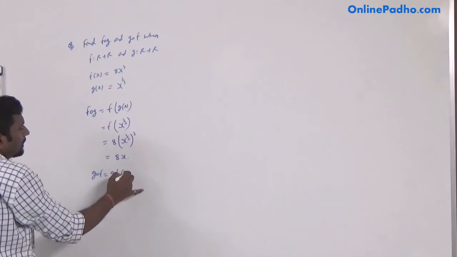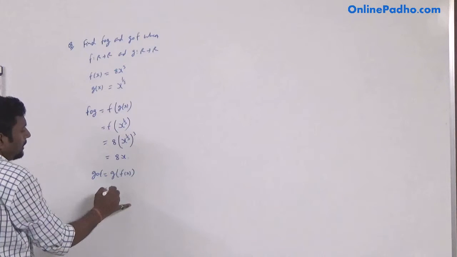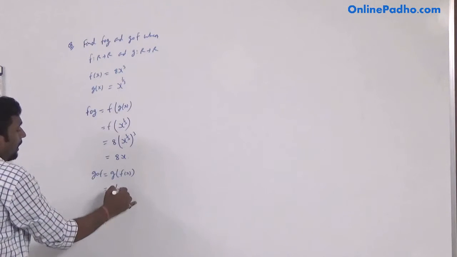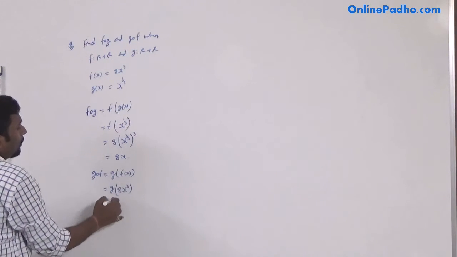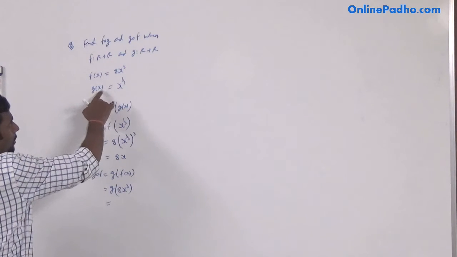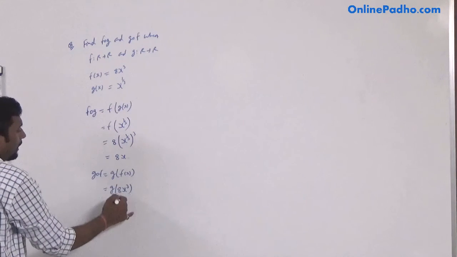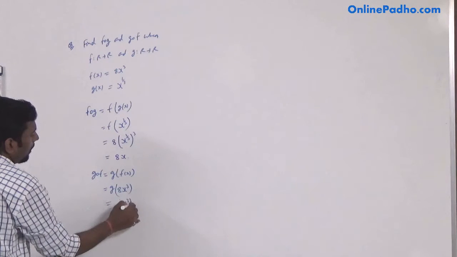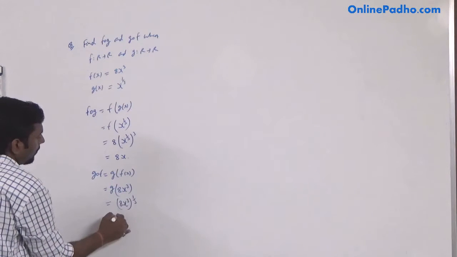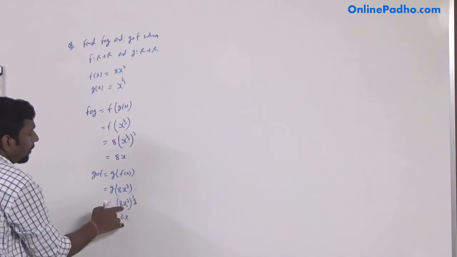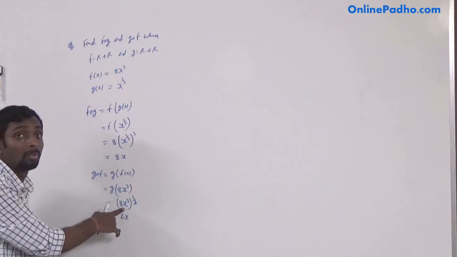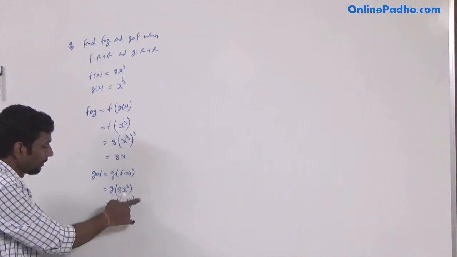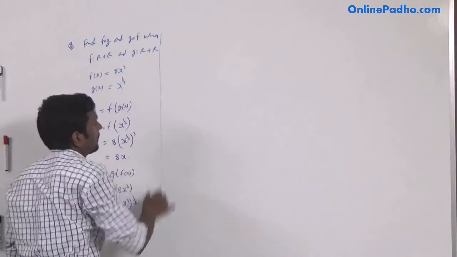And if you have to find GOF, then what? G of Fx. Then it can be written as G of the value of Fx, which is 8x cube. To find G of 8x cube, we have to put 8x cube in the place of x: 8x cube to the power 1 by 3. That becomes 2x, because 8x cube can be written as 2x whole cube, and the 3 is cancelled with the 1 by 3, leaving 2x.